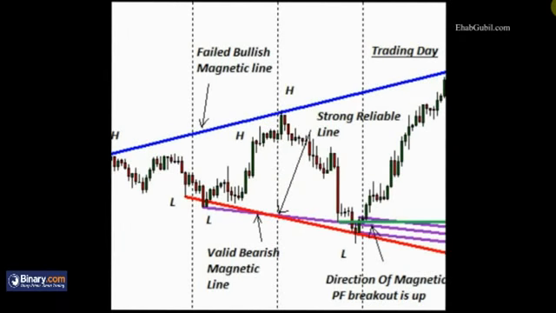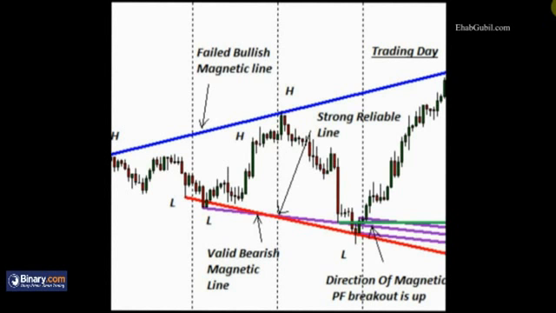Last example of magnetic PF: if we have a strong reliable line and we did not find a valid magnetic trend line in the same direction as the magnetic PF breakout, but we found a valid magnetic line in the opposite direction, since it's a strong reliable line, we could enter depending only on the direction of the magnetic PF breakout.